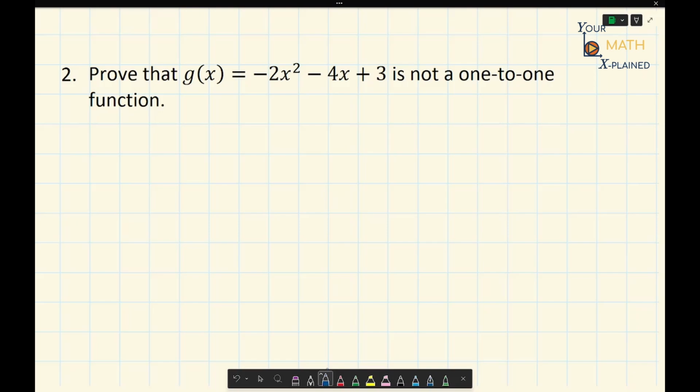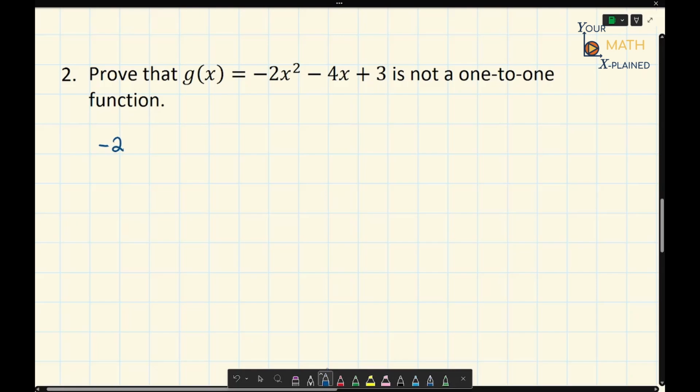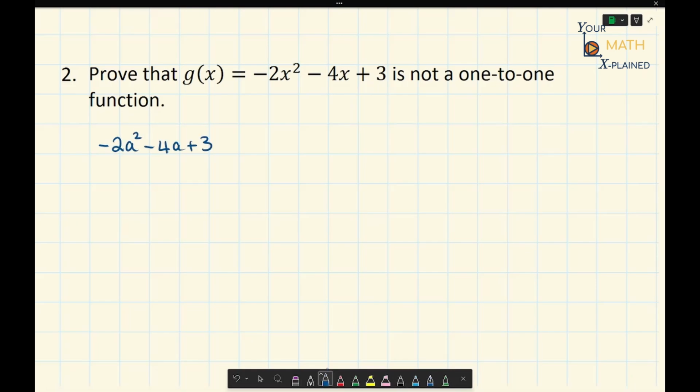So for that, we're going to get negative 2a squared minus 4a plus 3 is equal to negative 2b squared minus 4b plus 3. Okay, so note, we don't really have a way for us to combine like terms here because they're all different other than the 3. And we can't really deal with this algebraically easily at the moment. So what we're going to need to do is manipulate this equation first so that it's in a more friendly state. And we're going to do that by completing the square.